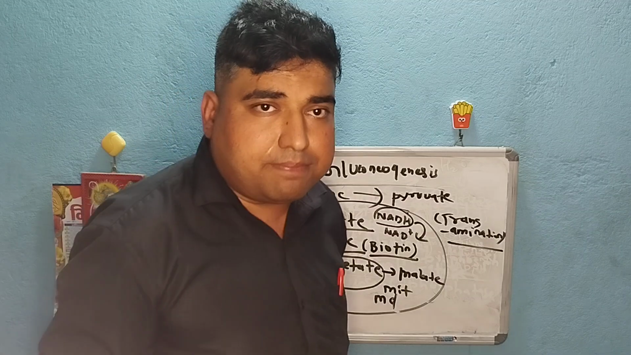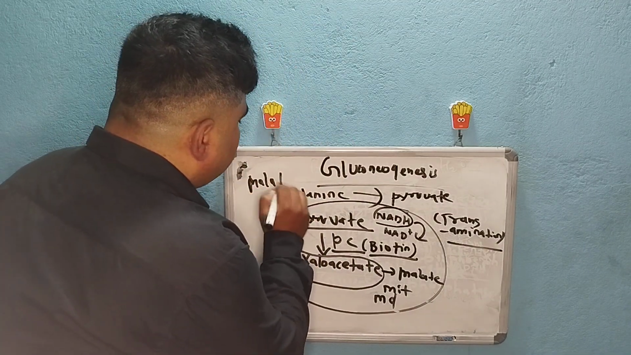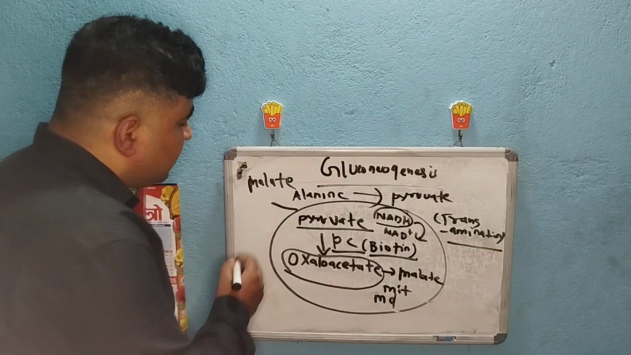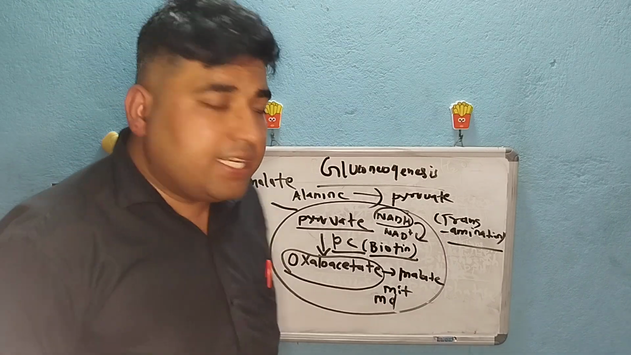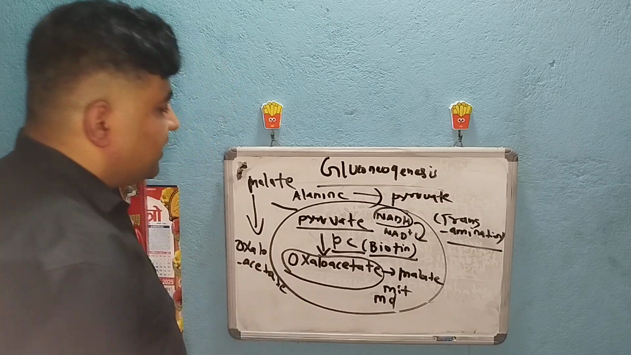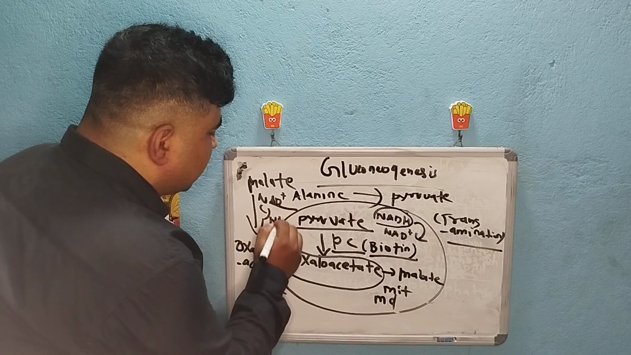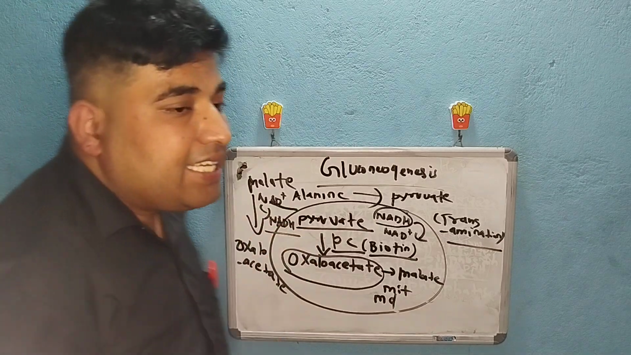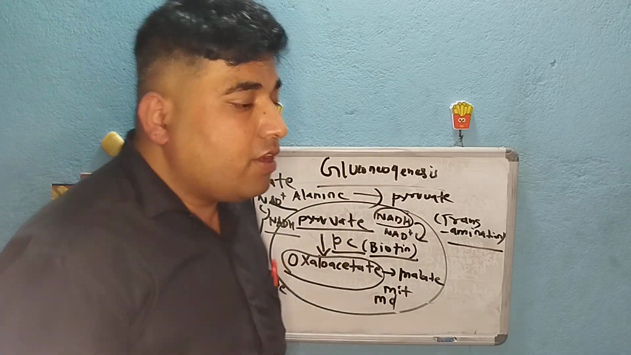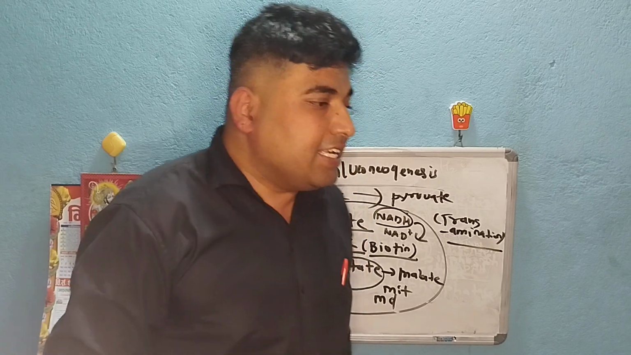After that, the malate is exported out of the mitochondria into the cytosol, and the malate is again converted into oxaloacetate. Here again NAD plus is reduced to NADH. This NADH is utilized during gluconeogenesis, in the conversion of 1,3-bisphosphoglycerate into glyceraldehyde 3-phosphate.